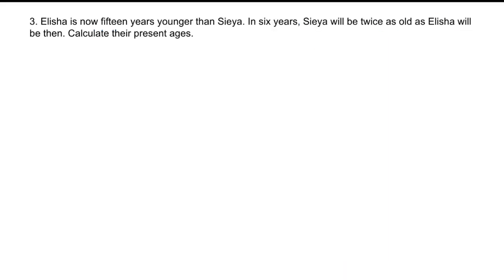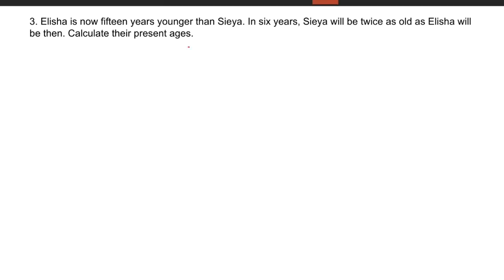Let's proceed with the third example. In our problem number 3, Elisha is now 15 years younger than Sia. In 6 years, Sia will be twice as old as Elisha will be then. Calculate their present ages. So our task here is to calculate the ages of Sia and Elisha, their present ages.